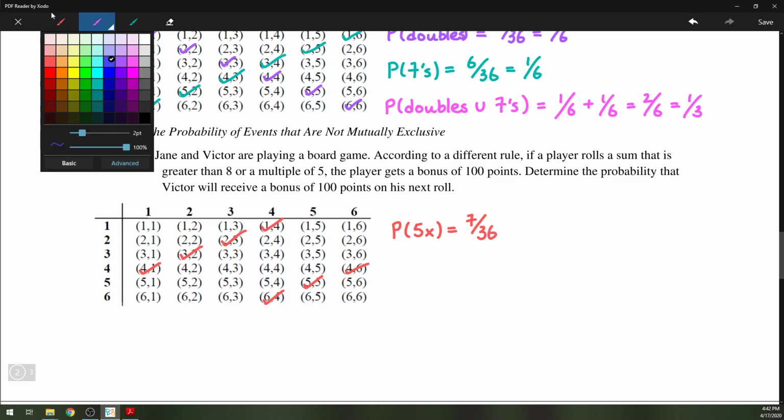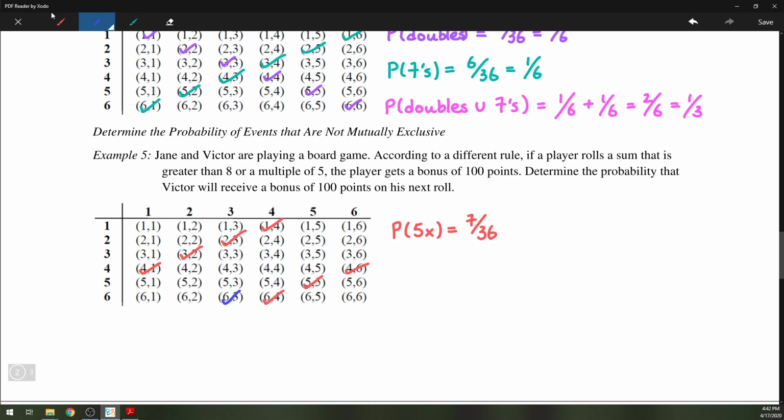All right, and then the other one is greater than 8. So that will be all the outcomes that are 9, 10, 11, and 12. And there are 10 outcomes that are greater than 8, 10 out of 36. You notice that in this case, there is actually an intersection. The intersection of the two groups will be anything that's a 10. So the probability of multiples of 5 and greater than 8 is 3 out of 36.